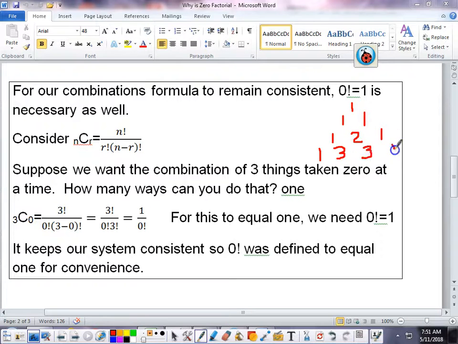Okay, so Pascal's triangle starts with these three 1s, and then you always keep a 1 on the outside. You add the two numbers above it to get the pattern.